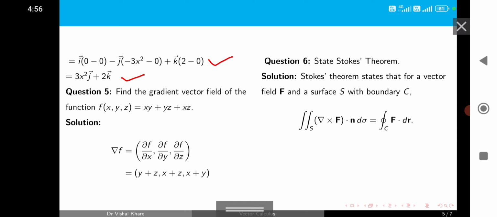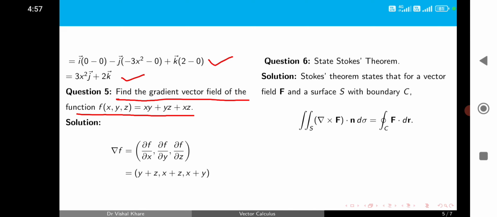So solving this determinant, you will get this step, and finally after simplifying, we will get 3x square j bar plus 2 k bar. Question number 5, find the gradient vector field of the function f(x, y, z) equal to xy plus yz plus xz. So the gradient of f is equal to del f by del x i bar plus del f by del y j bar plus del f by del z k bar, or you can write the gradient of f in the coordinate form also. So you'll get this.